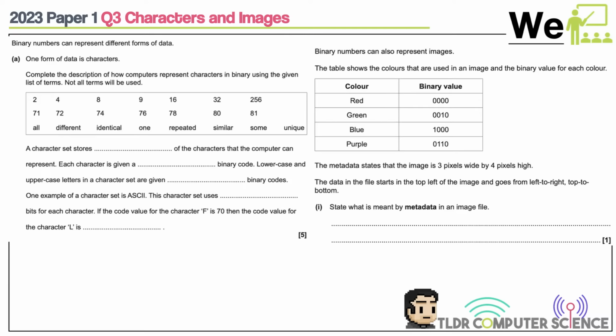Complete the description of how computers represent characters in binary using the given list of terms. Not all terms will be used. A character set stores. You know what? I think you should have a go at trying to fill this out. I'm going to pause the video, and you guys are going to try and fill it out. Okay, guys. Looking through these questions, we've just had a really interesting conversation, I would say. Because the first thing it says, a character set stores. So does it say which character set?